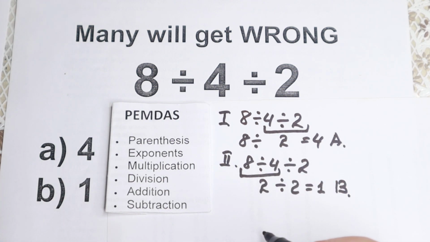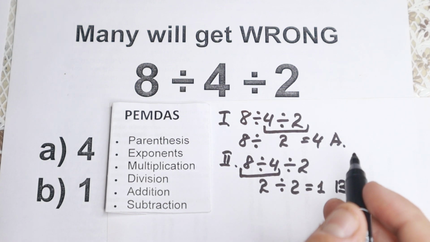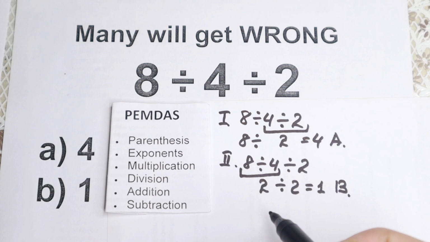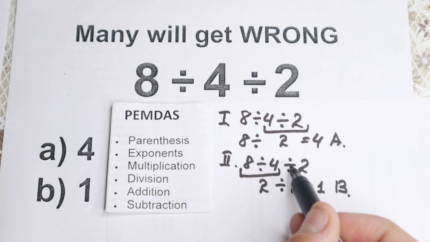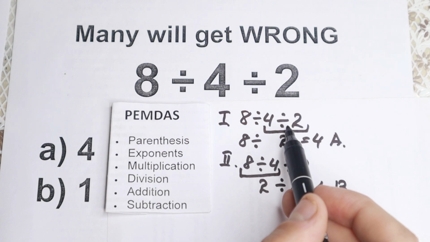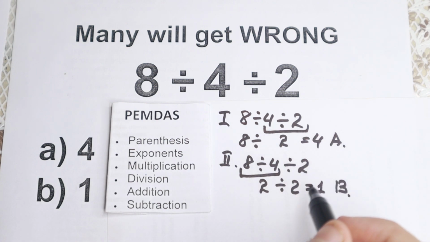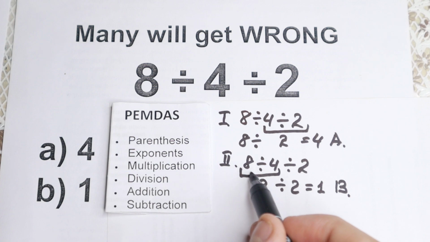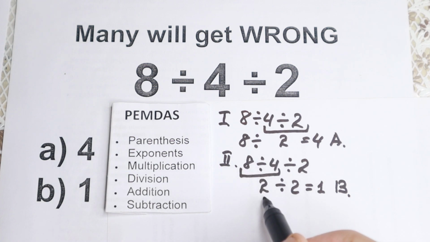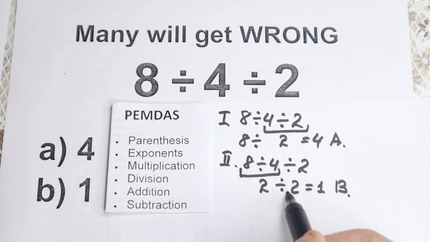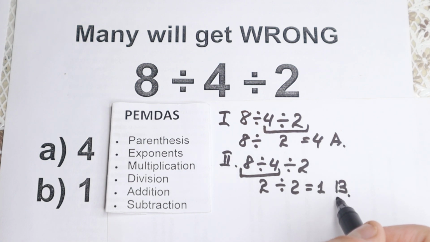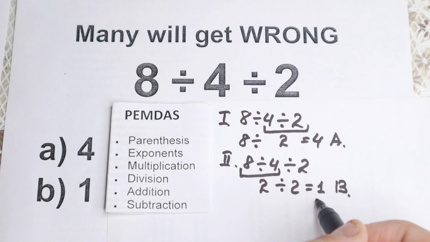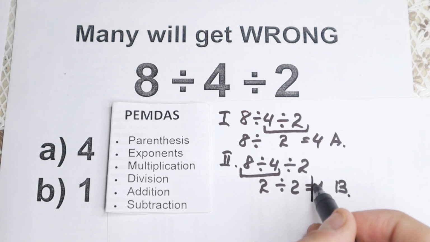So if we have only division, we need to go from left to right. But which one is correct? Of course, this one, because take a look. We go from here, from left to right. Right here, we go from right to left, which is absolutely incorrect. So if we go from left to right, we start with this one. 8 divided by 4 is equal to 2. And then divide by this 2, which is equal to 1. So this option looks great for us. 1 is the absolutely correct answer.